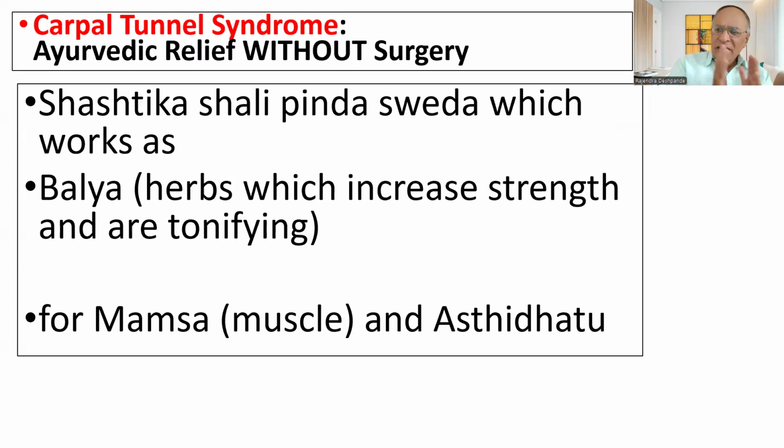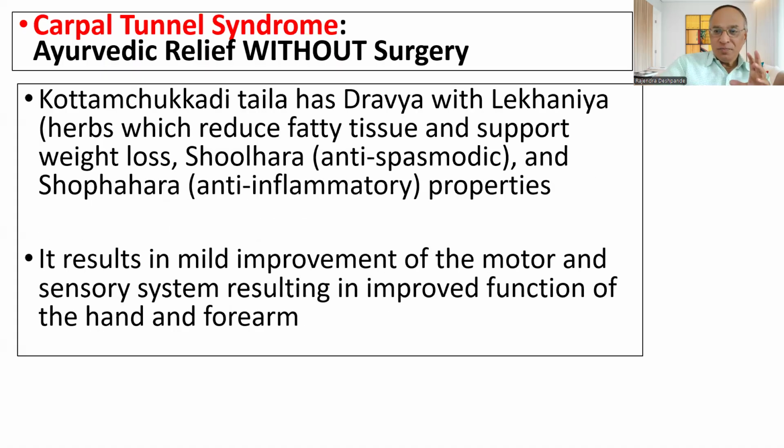Shali Shashtika Pinda Swed. Shashtik Shali. Shali is a rice. This is a Svedan, which works as balya, herbs which increase the strength and are tonifying. For example, Bala plant is always used in this particular procedure. It is balya, it is strengthening for the muscle tissue and also osseous or the bony tissue.